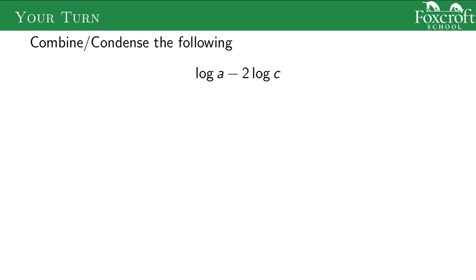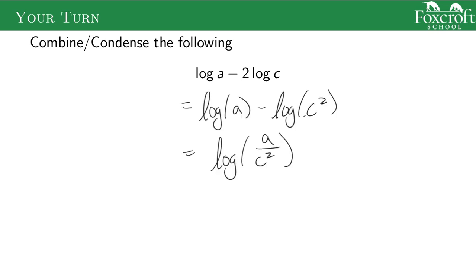And here's one for you to try on your own. Log of a minus 2 log of c. And here's the answer you get: log of a divided by c squared. So again, the order: this 2 is going to become that exponent, and this subtraction sign becomes that division bar.